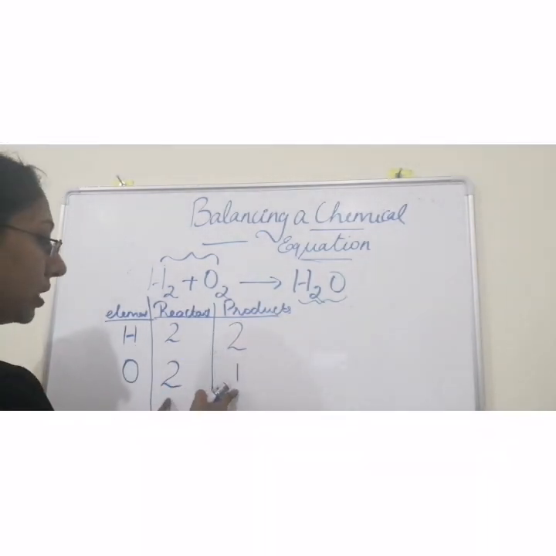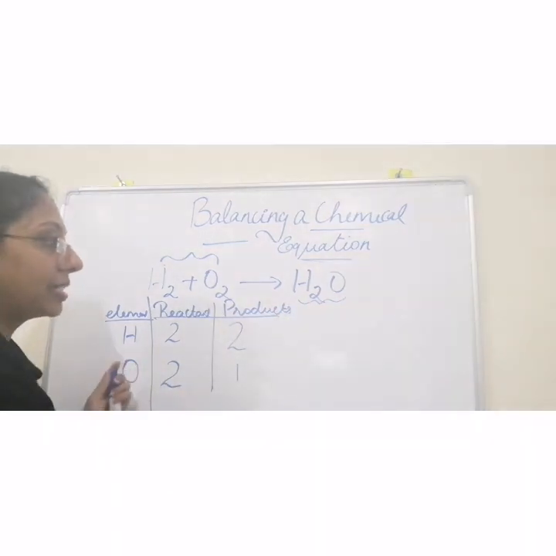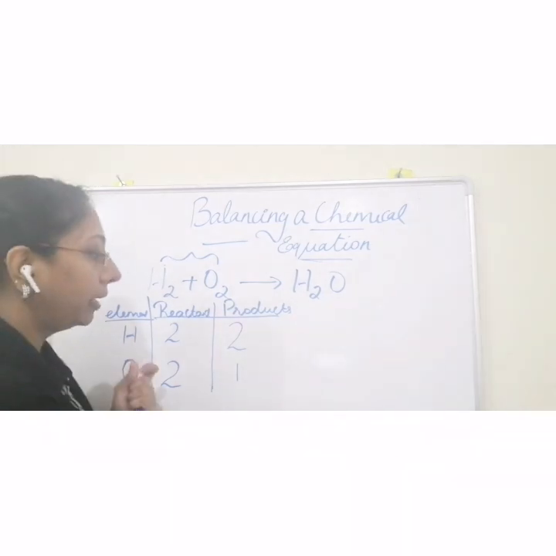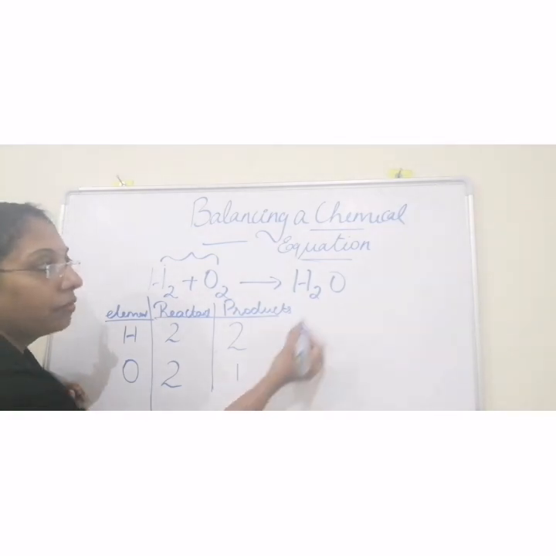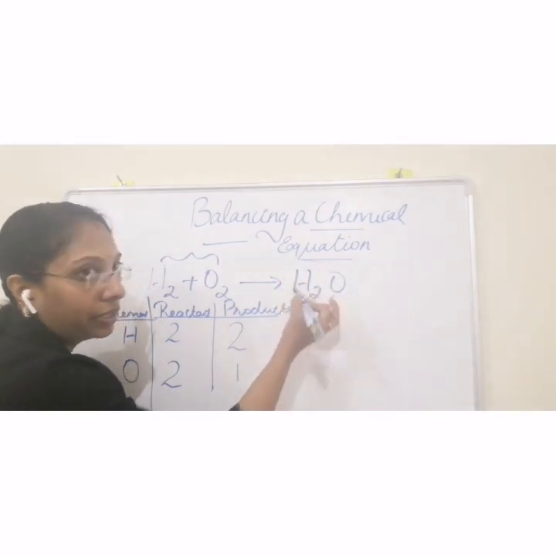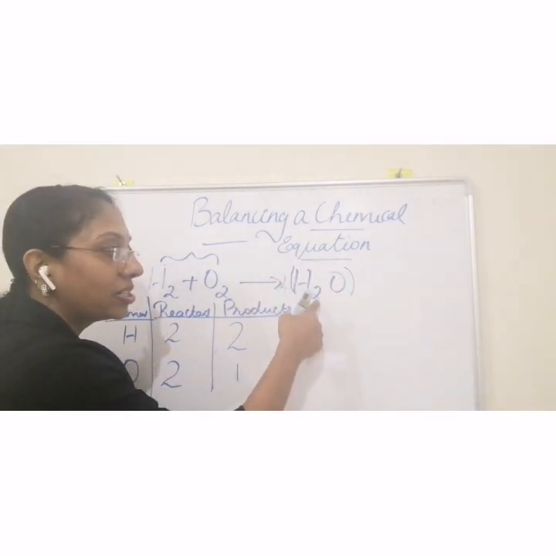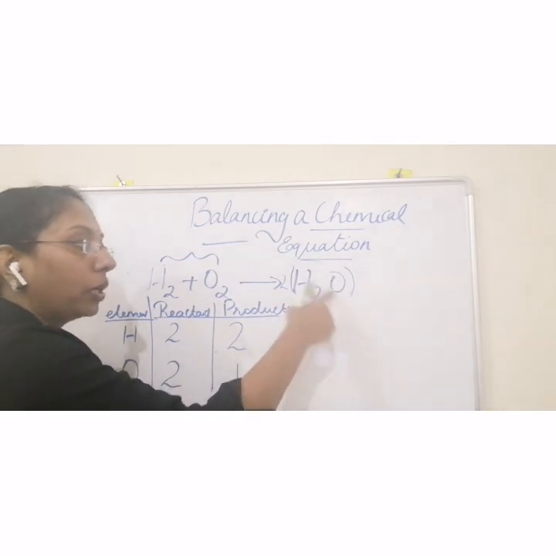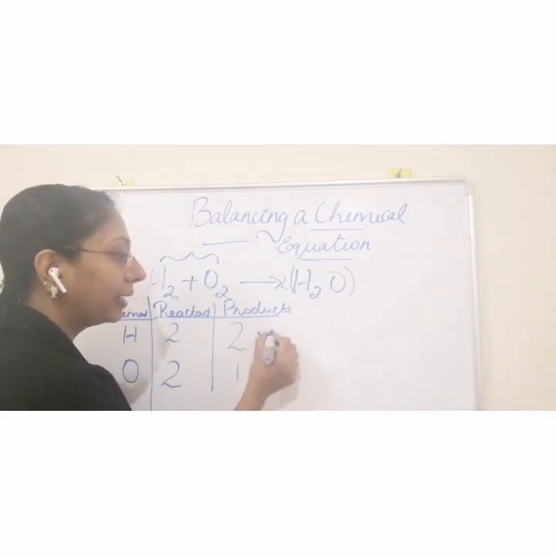But in the case of oxygen, we can see 2 oxygen atoms on the reactant side, but only 1 oxygen atom on the product side. So what do we have to do? We have to balance the oxygen atom. To balance the oxygen, 1 into 2, we can simply multiply by 2. We cannot change the subscript, so we have to write the number in front. If we write a number here, that number is common for both the hydrogen and the oxygen. If I write a number 2 here, it is for the whole water molecule. That means if I multiply by 2 here, I have to multiply both by 2.